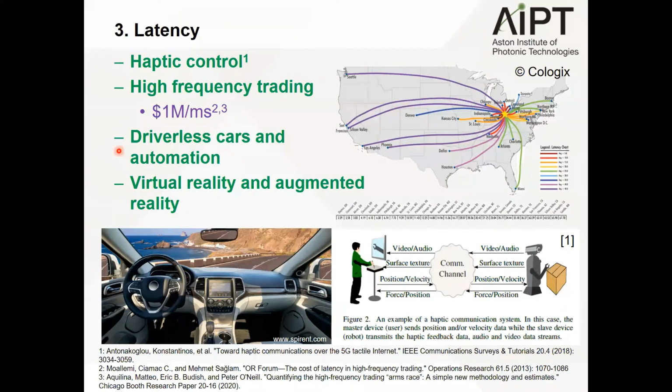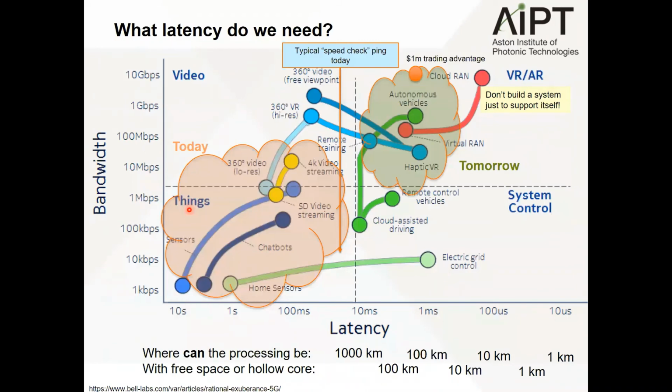Driverless cars, a safety related thing. Getting the latency in there is very, very important. And of course, all of this virtual reality home thing, that needs low latency as well. The 2-second gaps that you can get if you're using satellite communication with latency are really, really irritating. So what do we need?